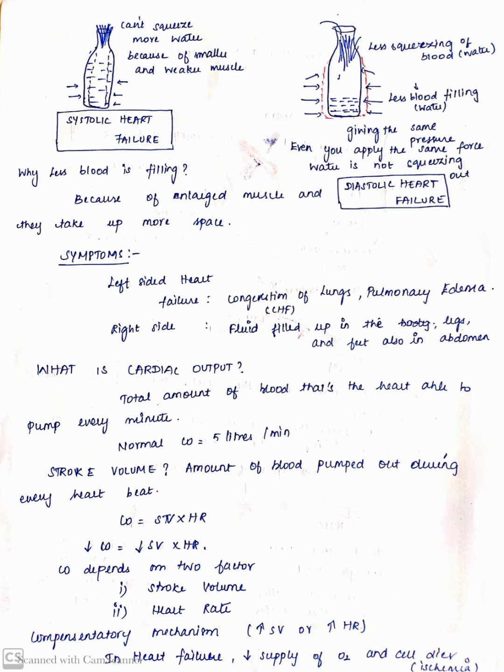There is a compensatory mechanism that happens. What is a compensatory mechanism? The heart compensates either by squeezing harder and increasing the stroke volume, or by beating faster and increasing the heart rate. In heart failure, there is a decreased supply of oxygen. Those muscle cells won't receive the oxygen and more cells die off. This leads to ischemia, that leads to myocardial ischemia.